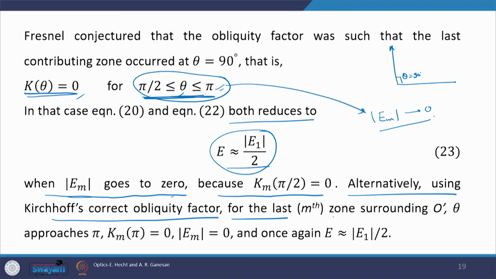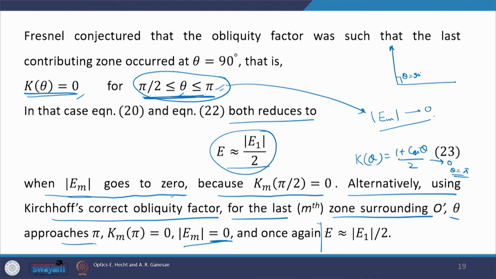Now, alternatively, using Kirchhoff's correct obliquity factor for the last zone surrounding O prime, theta approaches pi, and with theta = pi, this expression of the obliquity factor, which is (1 + cos theta)/2, again goes to 0 for theta equal to pi. It means mod of EM would be 0, whether you apply the Huygens-Fresnel principle or the Kirchhoff modification.